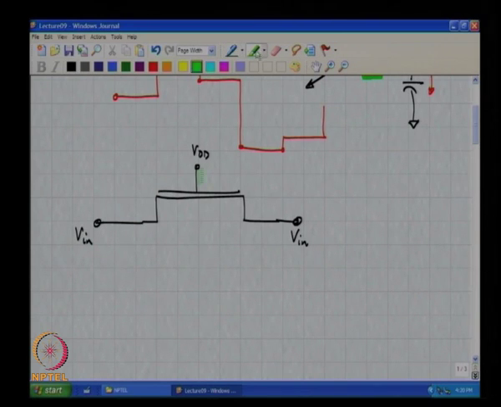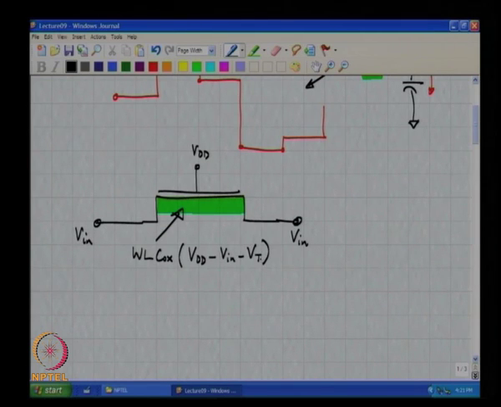There is a channel, when you apply VDD, there is a channel charge. The channel charge is what is responsible for conduction, right? And given VDD and Vin and the dimensions of the transistor and its properties like threshold, etc., what do you think is the amount of charge in this channel? To a very crude approximation, it is WL times Cox times VDD minus Vin minus Vt, right.